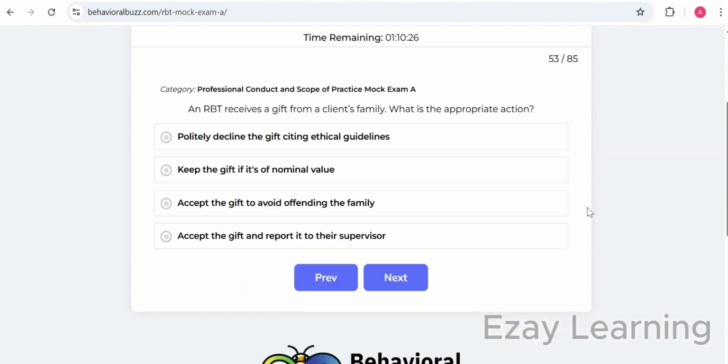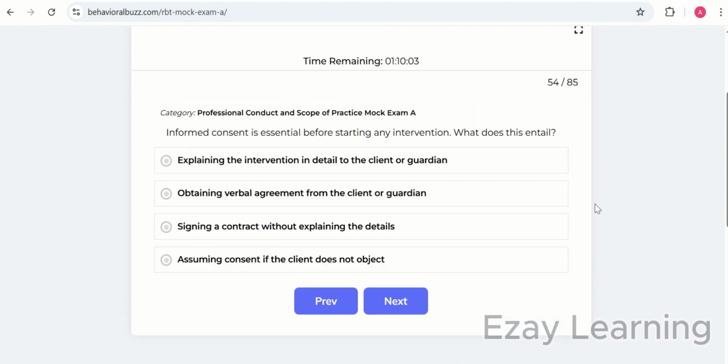An RBT receives a gift from a client's family. What is the appropriate action? Informed consent is essential before starting any intervention. What does this entail? So, informed consent is when you are explaining the intervention in detail to the client or guardian.